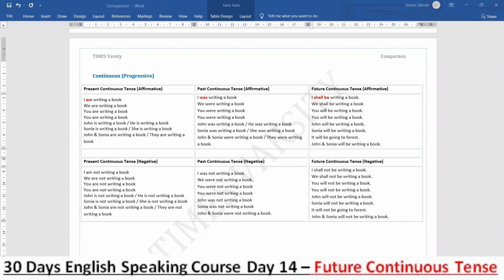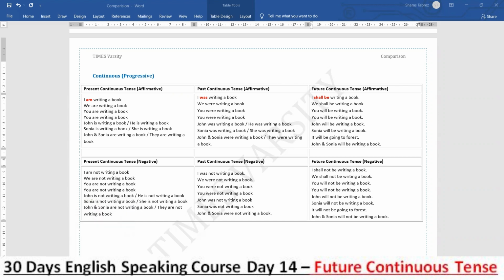Why do we use "writing"? Why are we not using "write"? I was writing a book, not "I was write a book." Yes. So let me elaborate on this one.